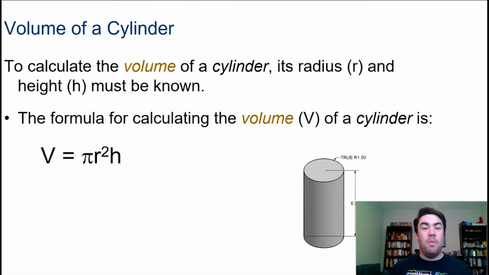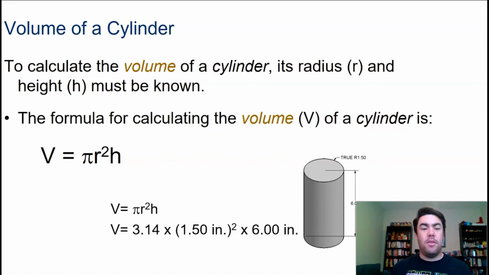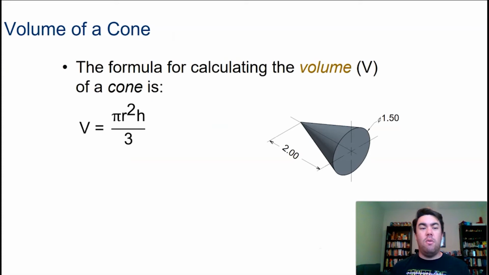We could calculate the volume of a cylinder given its radius and height. The formula for calculating the volume of a cylinder is pi r squared times h. So here we have a cylinder with a radius of 1.5 inches and a height of 6 inches. And we can plug that into the formula. So using 3.14 as our approximation for pi times 1.5 inches squared times 6 inches gives us a volume of 42.4 cubic inches.